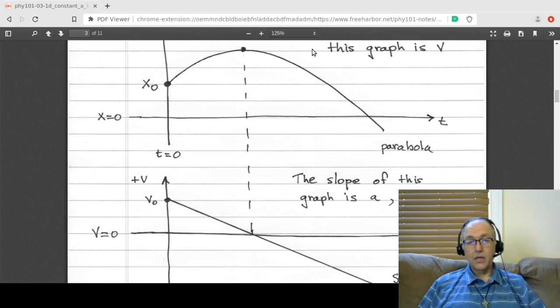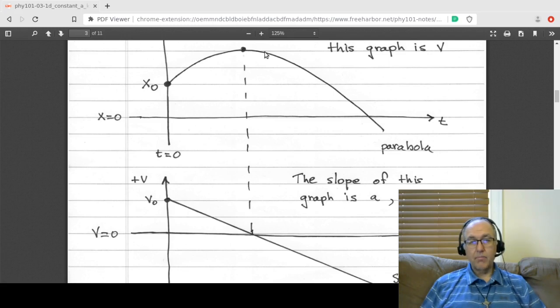Now, a horizontal line, what's the slope of a horizontal line? 0. So at the very top of the parabola there, your velocity is 0. Why? Because the slope is 0 there, so the velocity is 0 there. Okay, so you go from a positive slope here to 0 slope. You go from a positive slope there to a 0 slope there.